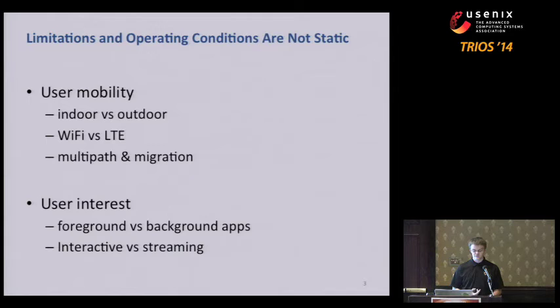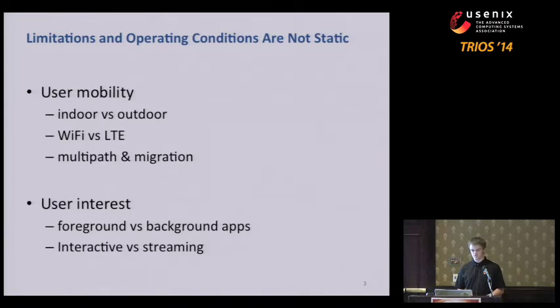Further complicating network resource management is that demands and conditions are not static. Obviously these devices are mobile. The user can be moving between indoors and outdoors using different connection technologies such as Wi-Fi or LTE. And even solutions like multipath networking or network migration can help ease these, and we'll take advantage of this in this work.